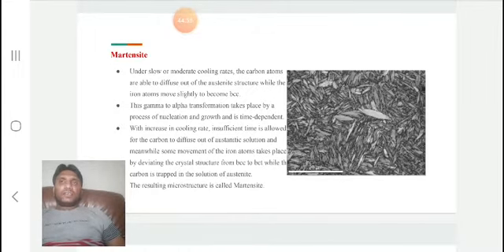So steels can be managed to get high strength and hardness based on the microstructures. We'll be discussing the other microstructures in the upcoming videos.